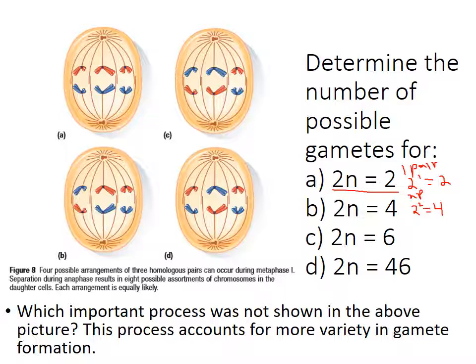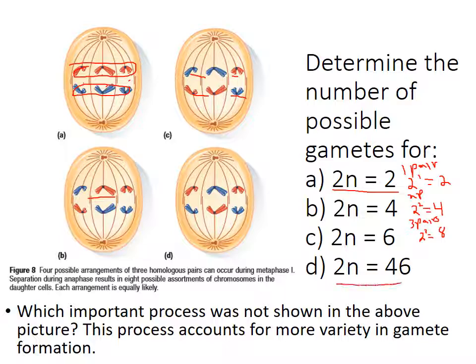If you have 2n is equal to 6, that's 3 pairs. So that's 2 to the power of 3, which is 8. And hopefully you got this idea, is that the more pairs you have, the more different combinations that will be possible, the more different arrangements you can have at that metaphase 1 plate. For example, here I have 3 pairs, so I could have red, blue, red, blue, red, blue. So all blues on one side, all reds on one side. I could also maybe have 2 blues, 1 red, 2 reds, 1 blue. I could have it the other way around. I can have so many different combinations with more and more pairs.